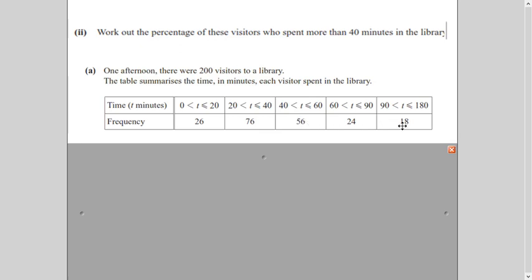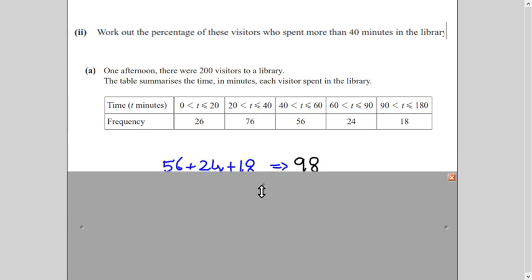So I will add them up. It will give me the total number of visitors who spend more than 40 minutes. But the question is interested to know the percentage of these visitors. Do you remember how we calculate percentage?